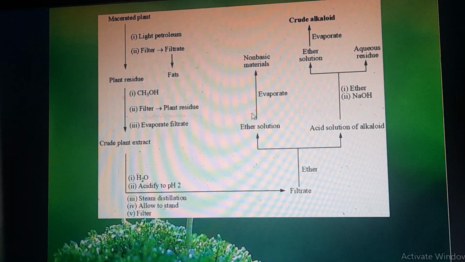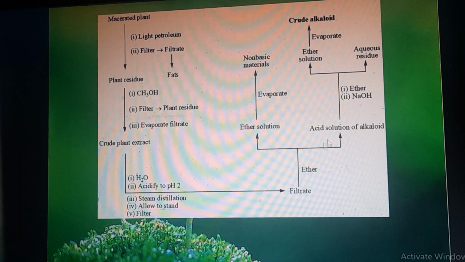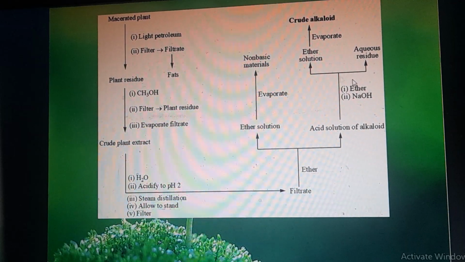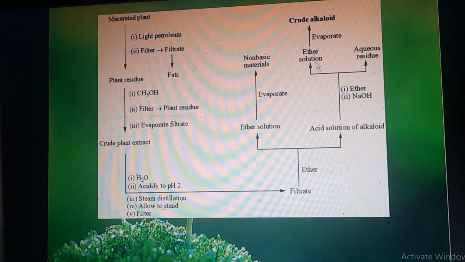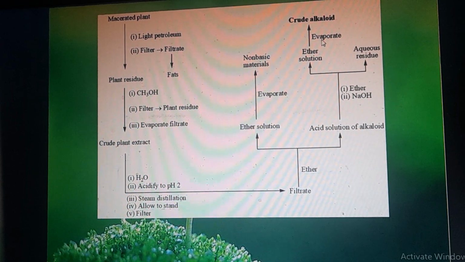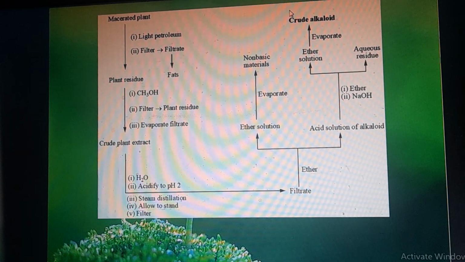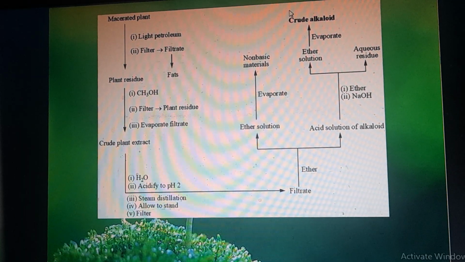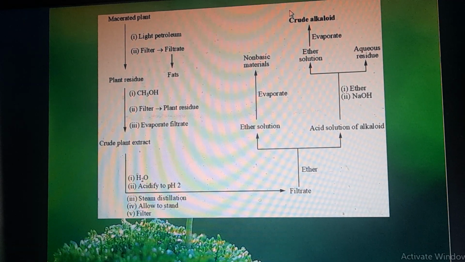In the ether solution we evaporate it, and non-basic materials come out. Now the acid solution of alkaloids, by adding ether and sodium hydroxide, we'll get ether solution and aqueous residue. This ether solution is again going to be evaporated. We'll get crude alkaloid. So congratulations, you have gotten the crude alkaloids by doing these processes. And these processes are not so difficult that you cannot perform them in the lab. You can easily perform them in the lab and get the crude alkaloid.